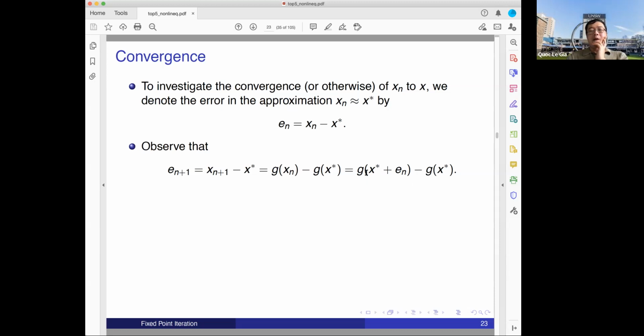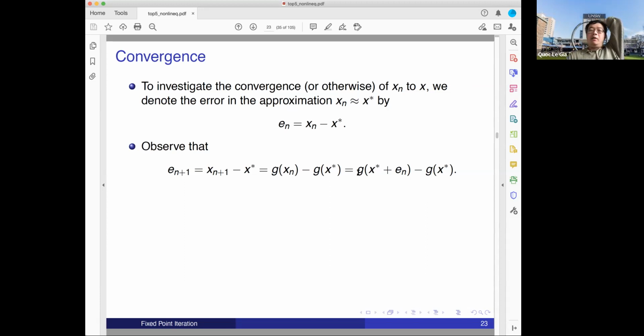Any theorem that comes to your mind that somehow relates this one to En? Any theorem, any calculus theorem? Suppose you have g(a) minus g(b), and you want to somehow express it in terms of a minus b. Then what theorem gives you that? Mean value theorem. Yes, very good.